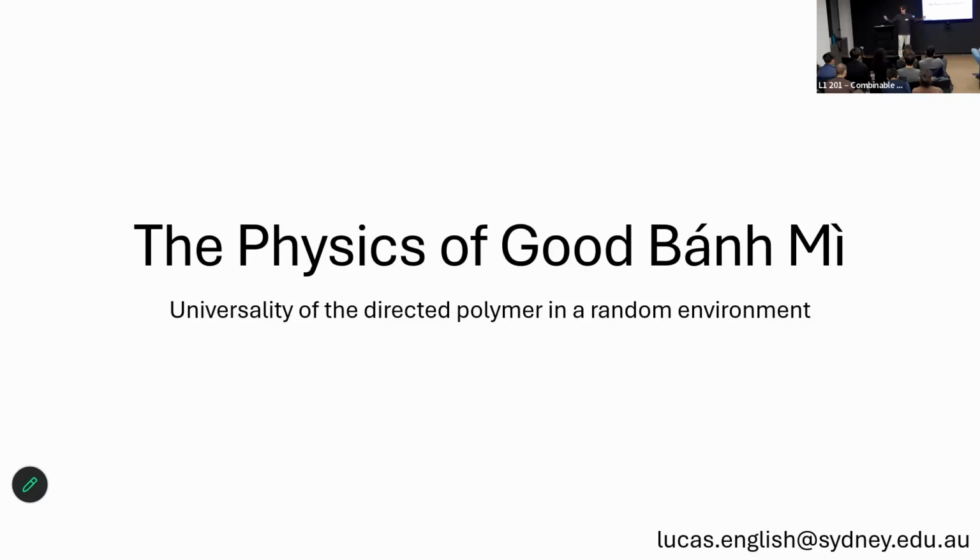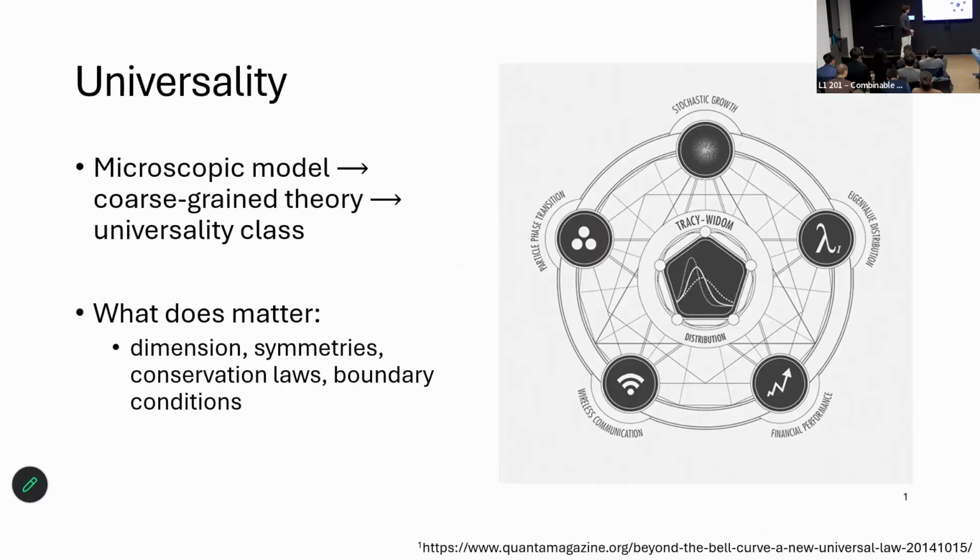So we've all wondered what exactly makes a really good banh mi. Whether it's how crispy the pork is, how good the sauce is. Hopefully in today's talk we'll be able to answer that. And in doing so, we will examine the universality of the so-called directed polymer in a random environment. Now, if that sounds totally crackpot, bear with me, because really this is actually a talk about universality, statistical mechanics.